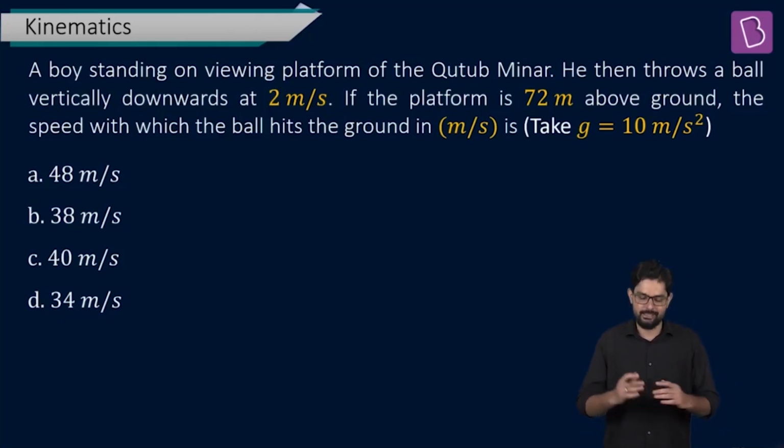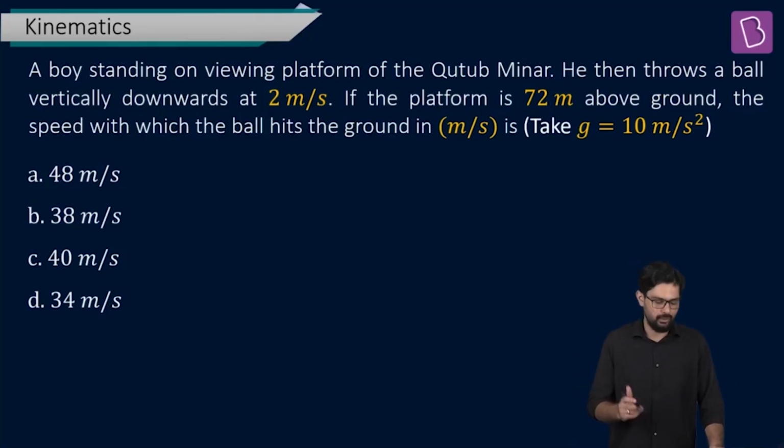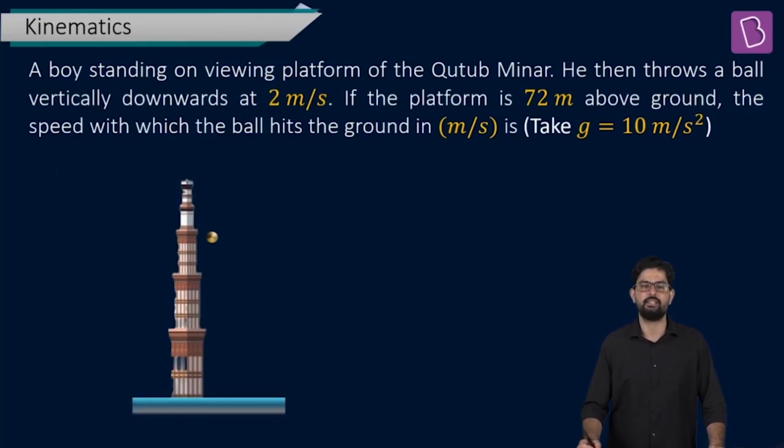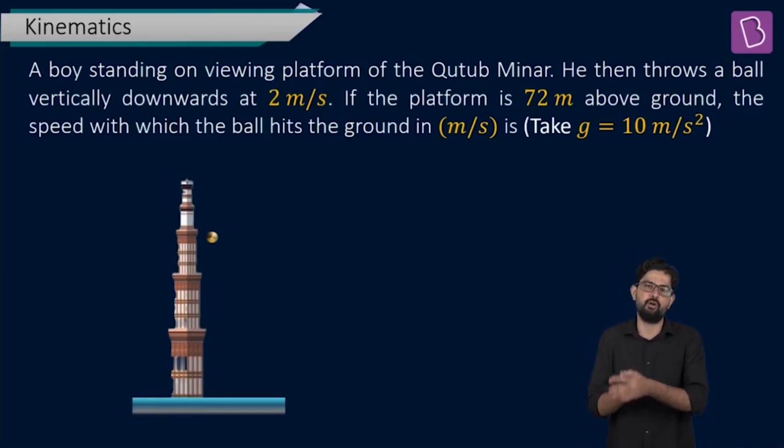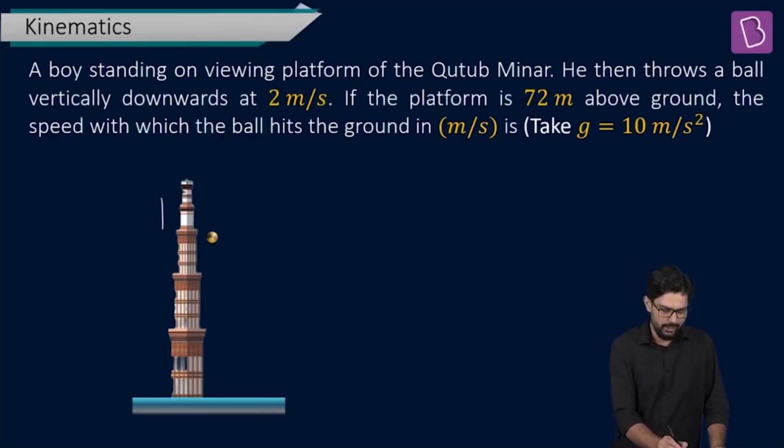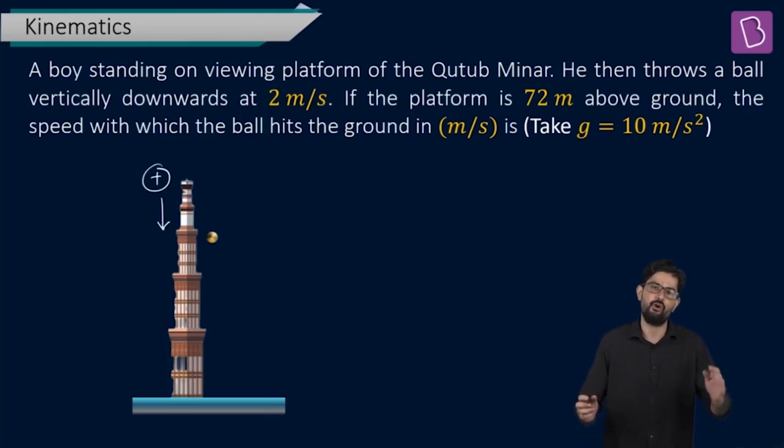If the platform is 72 meter above the ground, the speed with which the ball hits the ground is... So you have to find out the final speed with which this ball is going to strike the ground. Well, you obviously know that just as it is about to hit the ground, it will be moving in the downwards direction. So for simplicity, let's assume the downwards direction to be positive. This will be the sign convention that we are going to follow.